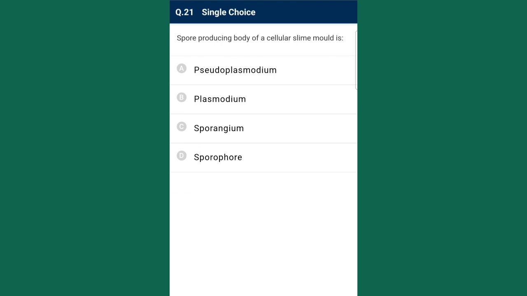Question number 21. Spore producing body of cellular slime mold is. A spore producing body of cellular slime mold is sporangium. In slime molds, the multinucleate protoplasm of the sporangium undergoes cleavage to form spores.